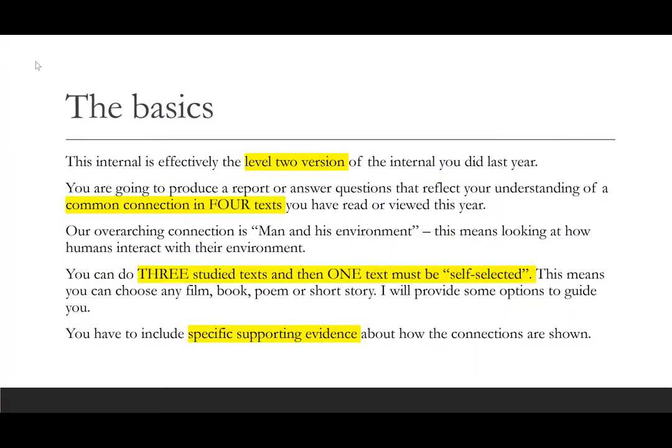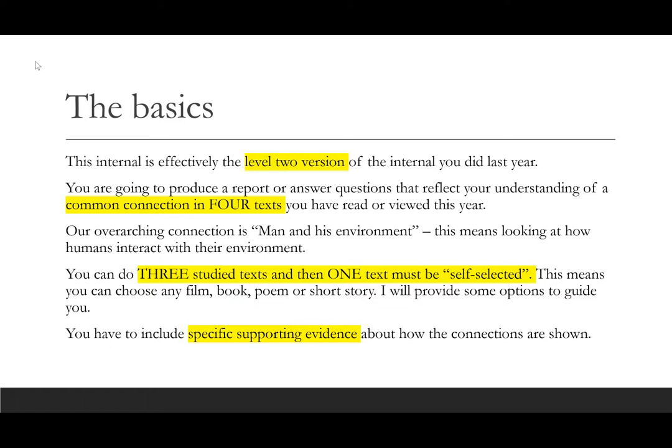So the basics of this, you would have done the level 1 version of this last year. It was called 1.8. So most of you will be pretty familiar with this internal, how it looks, what factors into it. The main difference between this version and last year's is that last year you just had to find one significant connection, which was likely just one theme, and this year you need two. Generally, you have an overarching connection, and then you just look at two different ways that that connection's shown, or two different aspects of how that connection's shown. I'll talk through that a little bit more at a later date.